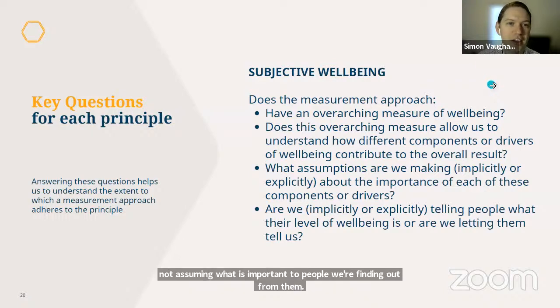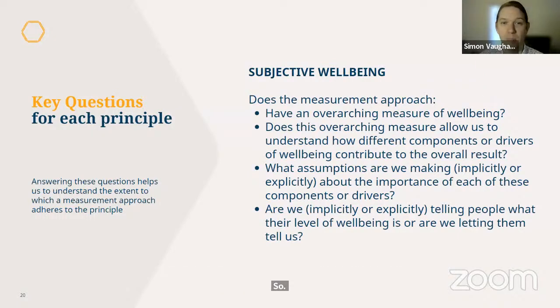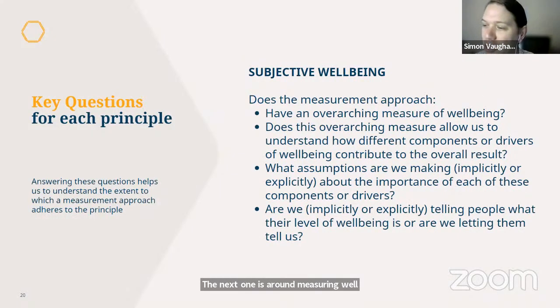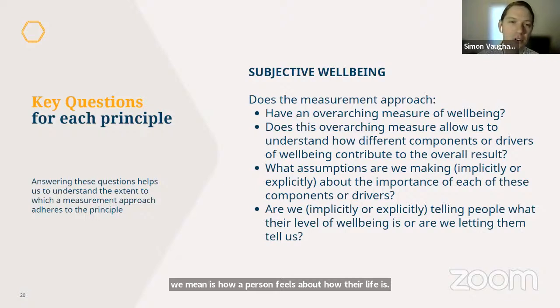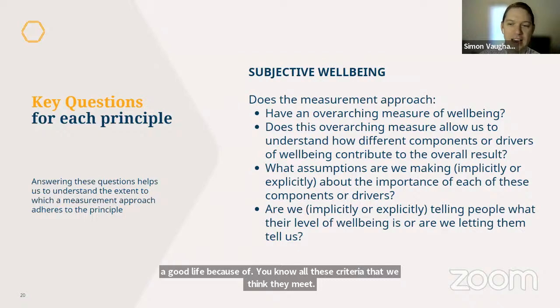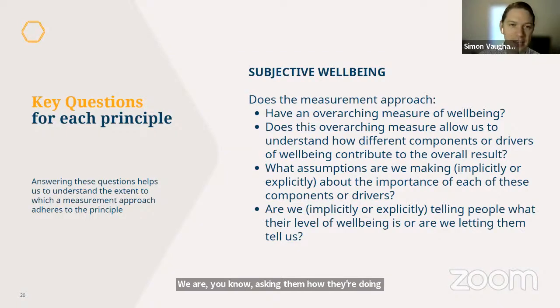So the next one is around measuring well-being in terms of subjective well-being. This one's so important, we put it in twice. When we talk about subjective well-being, what we mean is how a person feels about how their life is. So going back to that example I gave before, we're not making assumptions that a person has a good life because of all these criteria that we think they meet. We are asking them how they're doing, and we are evaluating it that way.